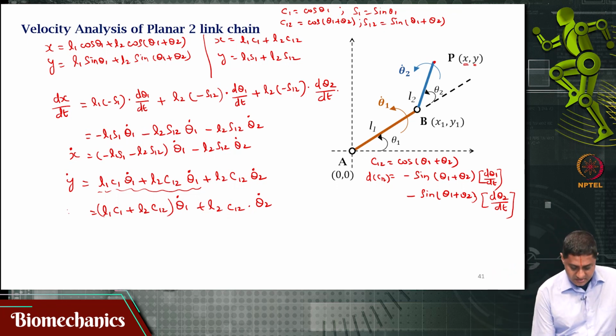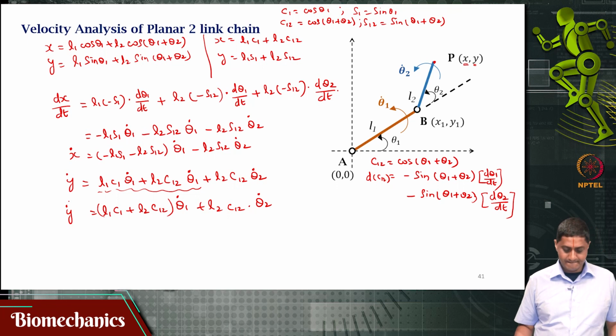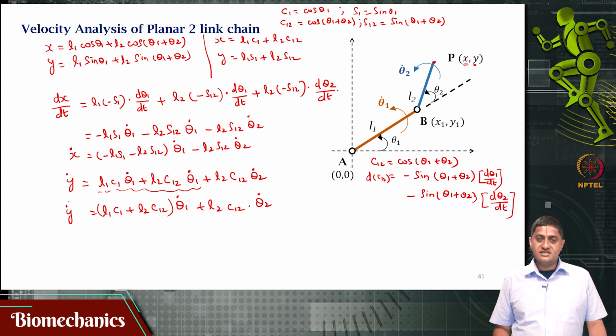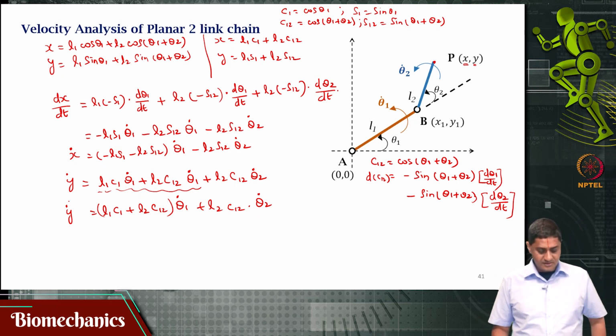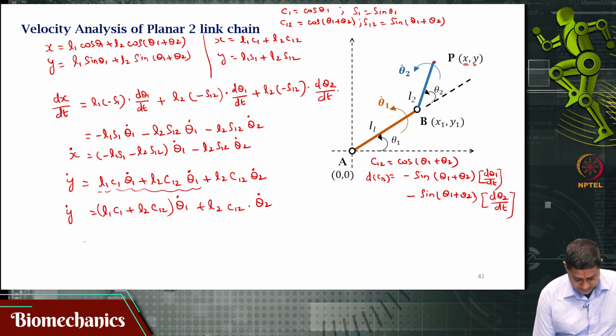So, this is the differentiation of the y component, right. So, this is y dot. Now, I can write out this entire velocity equation as a single matrix. Let me try to write this out.